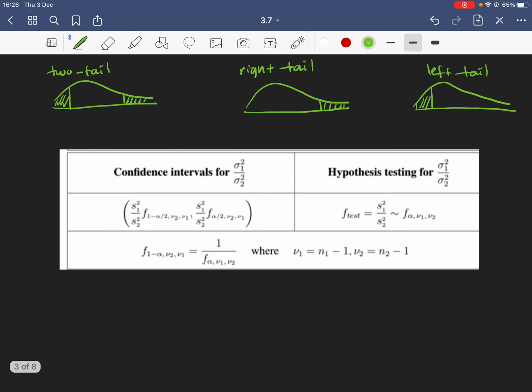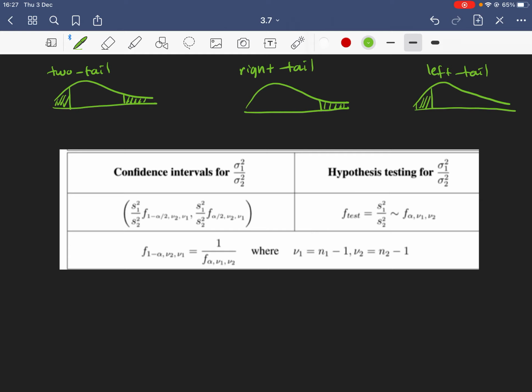Alright, so we have three cases, right? Hypothesis, two tail, one tail right and one tail left. So two tail, you will have two shaded regions. Because this one is skewed to the right, we will not have negative and positive. We will have different values here because it is not symmetrical. So if your case is two tail, you will have two shaded regions, right and left.